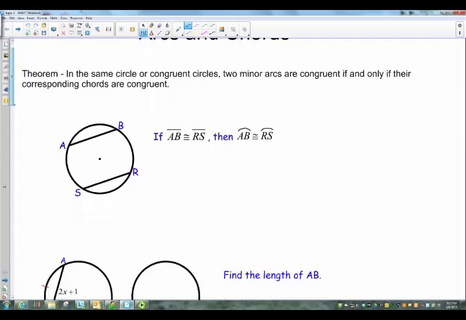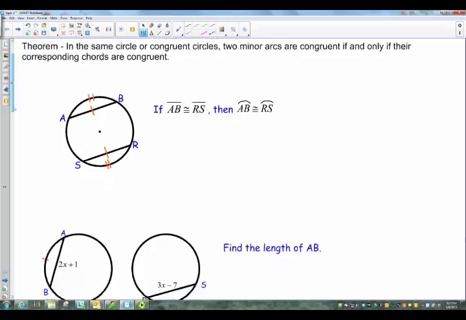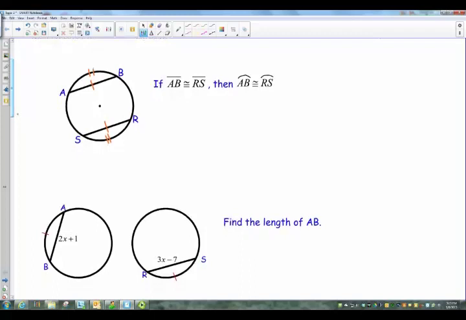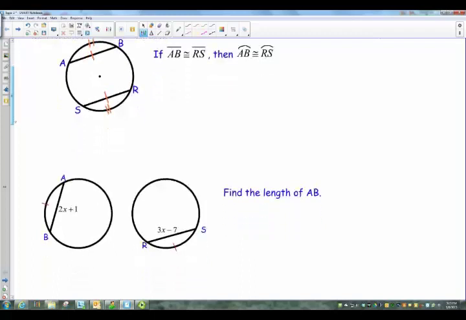So basically here's what this is saying. You see this picture here with a circle and it's got two chords. Okay, remember the chords are the things that cut through the circle that have the endpoints on the actual circle. Okay, if AB is congruent to RS, so basically if those things are congruent, then the arc AB, which is this one here, is congruent to the arc RS. Okay, so that theorem there tells us a pretty special relationship. We're going to use that quite often, and it helps us prove a few other things. But that's one thing I want you guys to just keep in mind.